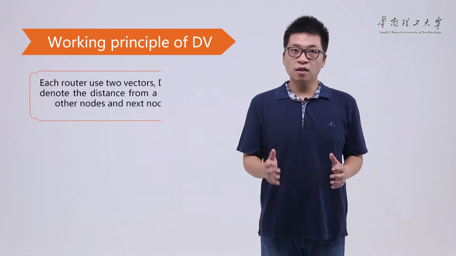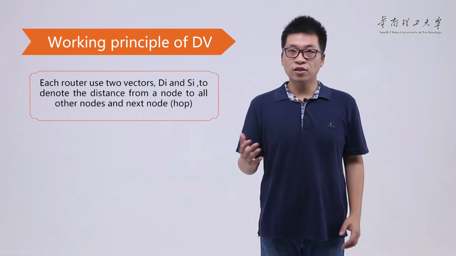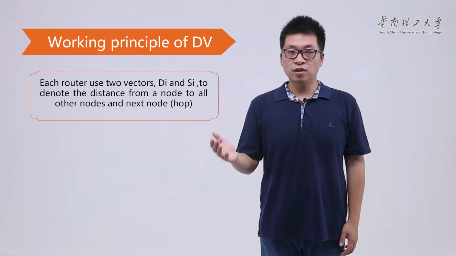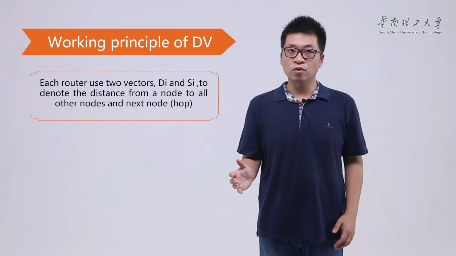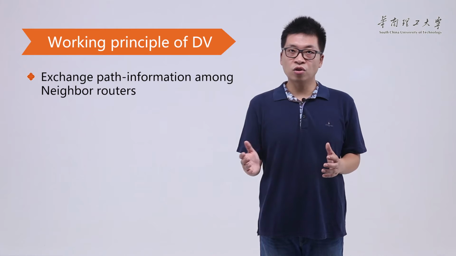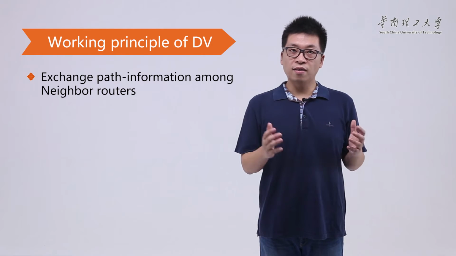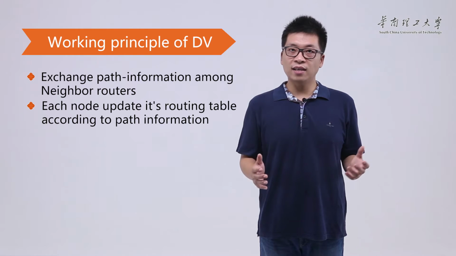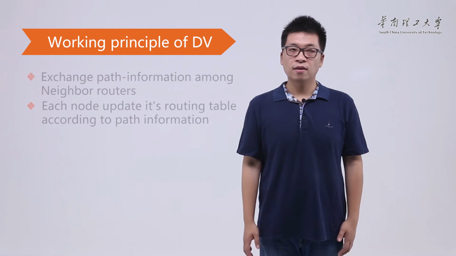Now, let's look at the working principle of DV. In DV, each router uses two vectors, di and si, to denote the distance from a node to all other nodes and the next node, also called the next hop. The nodes exchange path information among neighbor routers, and then each node updates its routing table according to the path information.